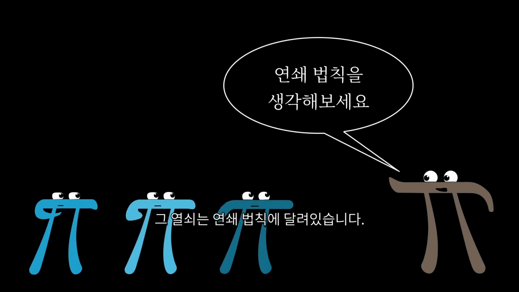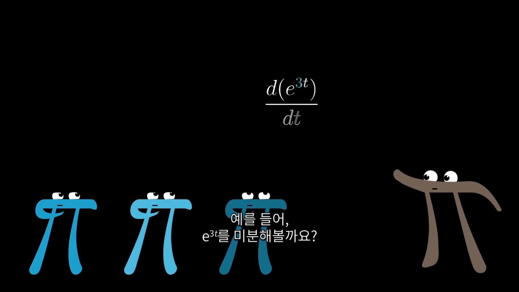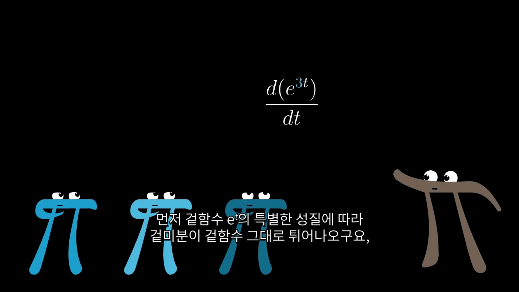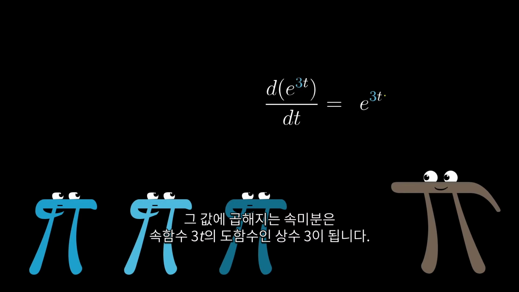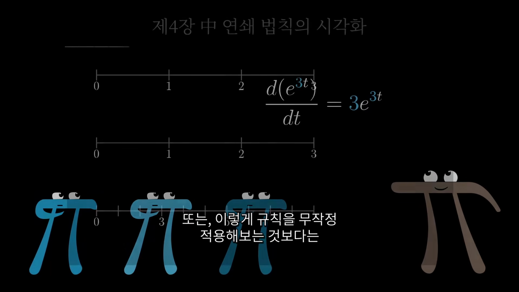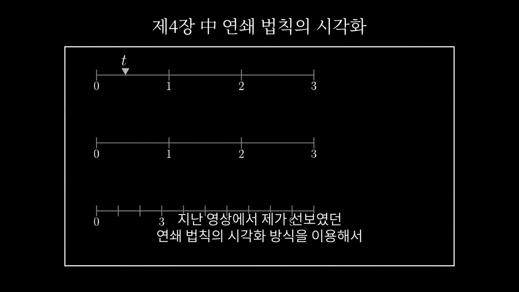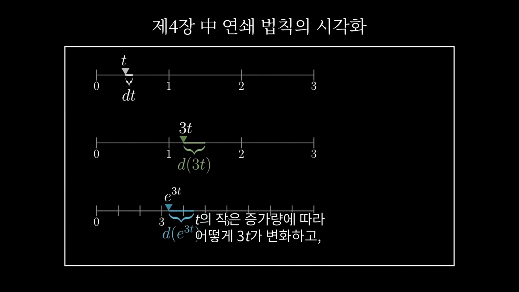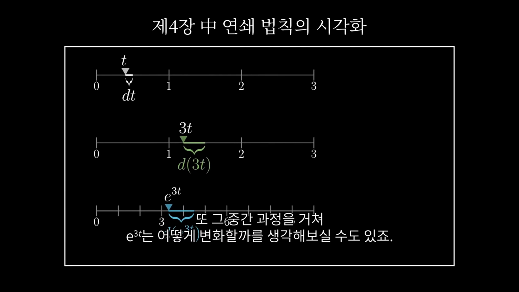The key is to use the chain rule. For example, what is the derivative of e to the 3t? Well, you take the derivative of the outermost function, which due to this special nature of e is just itself, and then multiply by the derivative of that inner function, 3t, which is the constant, 3. Or rather than just applying a rule blindly, you could take this moment to practice the intuition for the chain rule that I talked through last video, thinking about how a slight nudge to t changes the value of 3t, and how that intermediate change nudges the final value of e to the 3t.